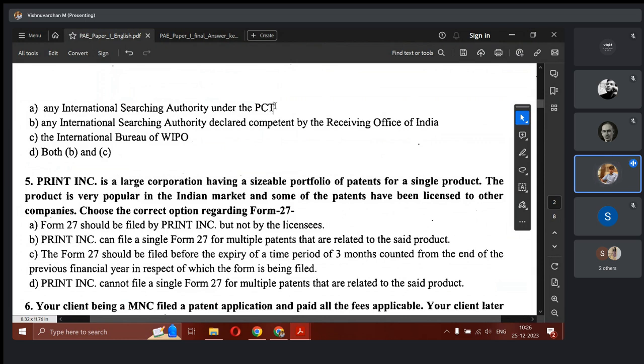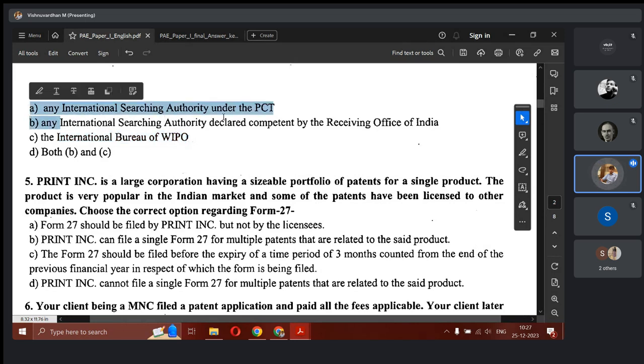In general, the answer should be A. Any international searching authority under PCT, you should be allowed to select. But since they're asking both B and C, I'm assuming that it's a trick question and the answer needs to be both B and C. As far as I know, I don't think the IB does the examination or the search report. So the answer should be B or A.